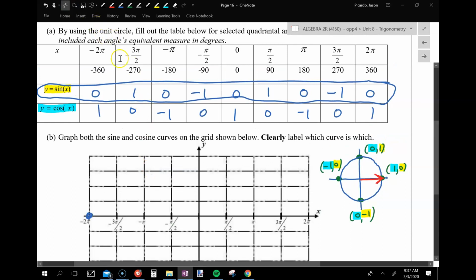Okay. What's the next point I'm going to graph? Well, at negative 3 pi over 2, I'm going to go to what? I'm going to go to 1. So at negative 3 pi over 2, I'm going to go to 1. At negative pi, which is here, I'm going to go to what? Back to 0. All right. At negative pi over 2, I'm going to go to negative 1. And then I'm going to go to 0. And then I'm going to go to 1, and then.